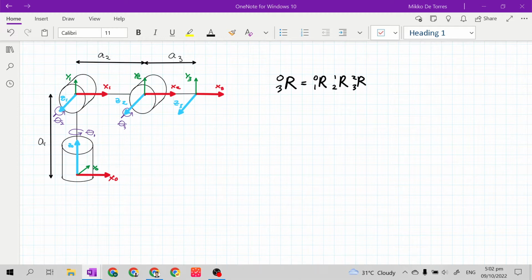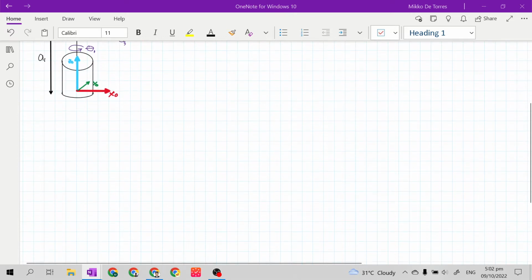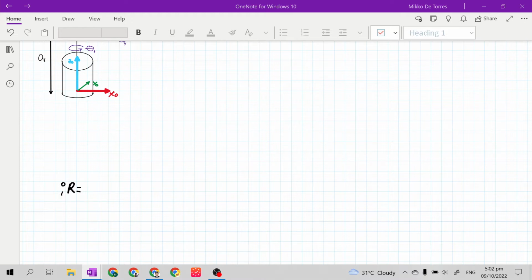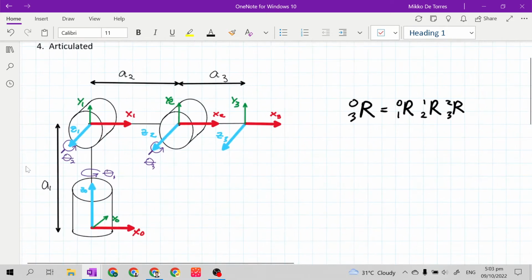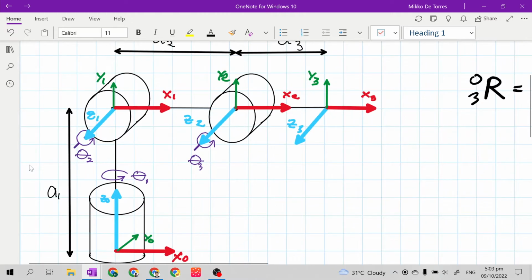So we will first derive the rotation matrix R01. We need a rotation matrix, a stationary rotation matrix, and the moving matrix. The moving matrix will be based on where the joint variable of the joint is located.